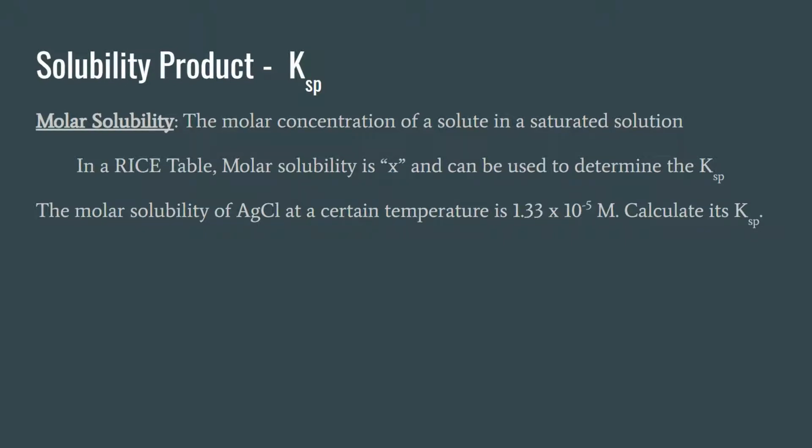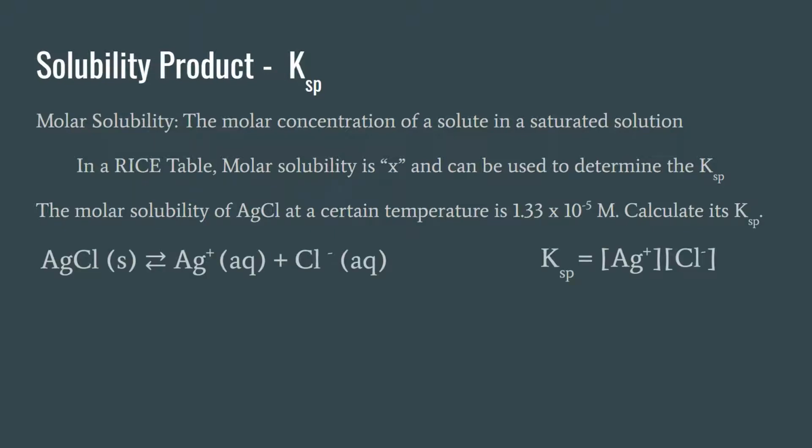We'll start off with the molar solubility of AgCl being given to us, and at a certain temperature, that's 1.33 times 10 to the minus 5. And if I know the molar solubility, I can calculate the Ksp for that equation. So we're going to start off by writing that equation. So the AgCl breaks apart into Ag plus and Cl minus. We write the equilibrium expression. Ksp is the concentration of Ag plus times the concentration of Cl minus.